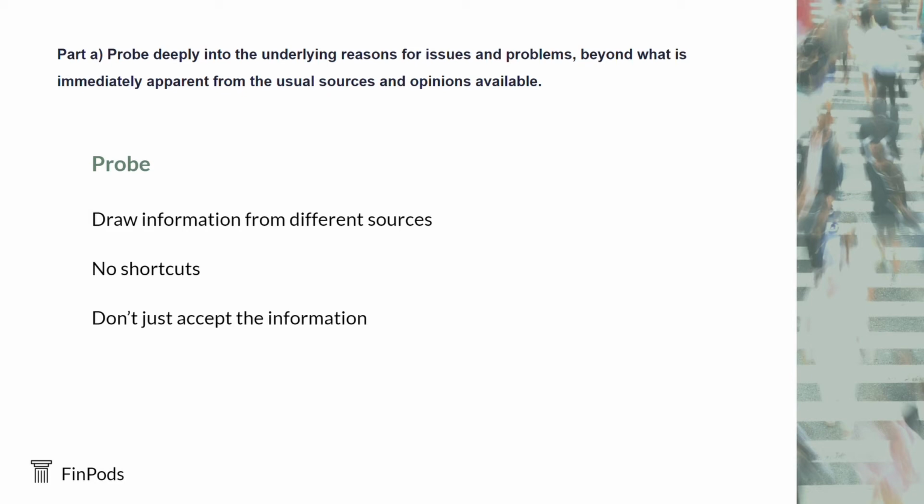For example, if the information is coming from the CEO of the company, they may have a conflict of interest in displaying information in a certain way to misguide performance to the investors.